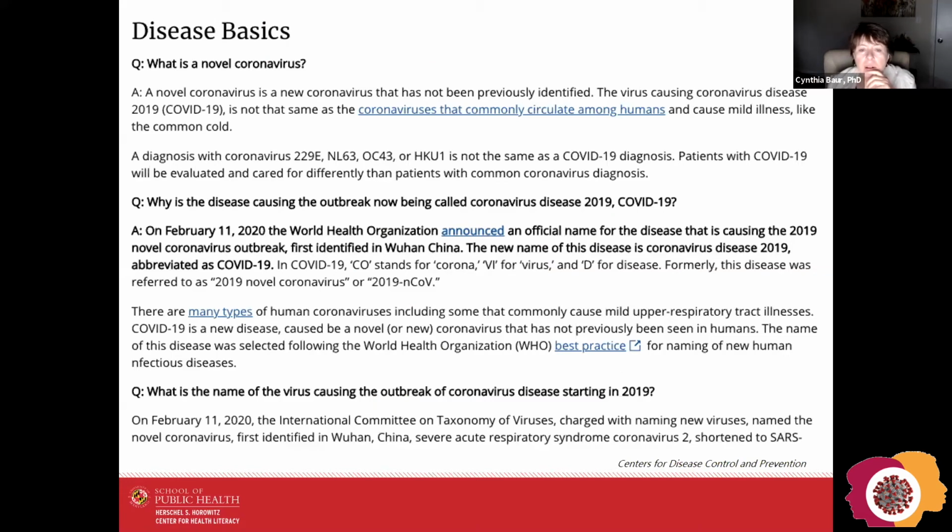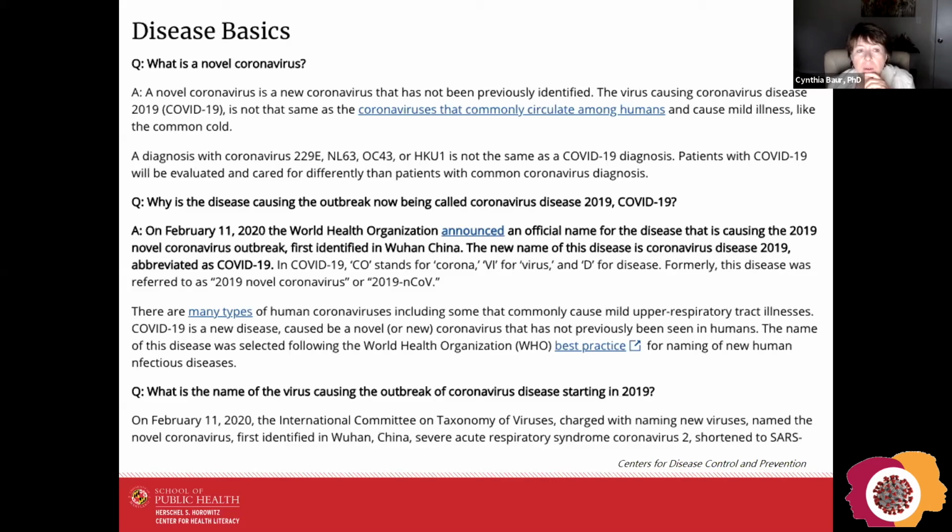Again, maybe this is important information for those really trying to get into the details, maybe somebody looking to write a report on this, or a reporter looking for background information. But again, from a health literacy perspective, we're trying to quickly and easily get people to useful information that they can apply to understand their situation and make an informed decision.